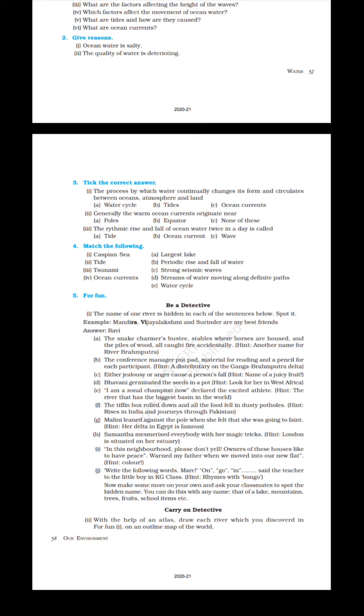I am a zonal champion now, declared the excited athlete. Hint: the river that has the biggest basin in the world. The tiffin box rolled down and all the food fell in dusty potholes. Hint: rises in India and journeys through Pakistan. Malini leaned against the pole when she felt that she was going to faint. Hint: her delta in Egypt is famous.